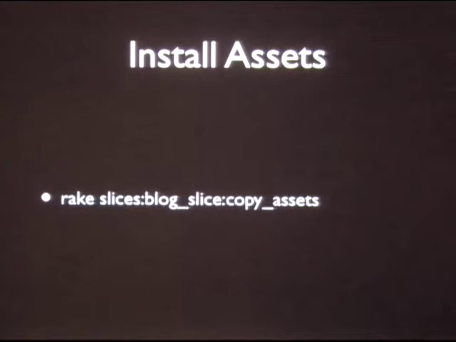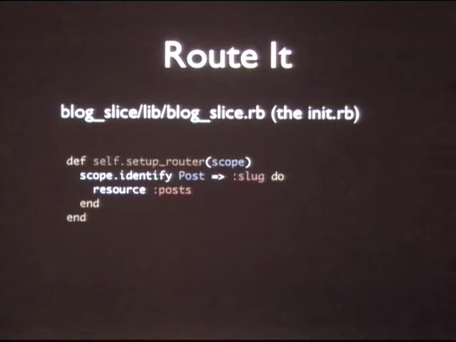So once you've got all of that, you just put it in like a normal application and you can route it again in the blog slice RB. You just set your routes just like you would normally. You don't have to prefix the routes, that will be done outside.